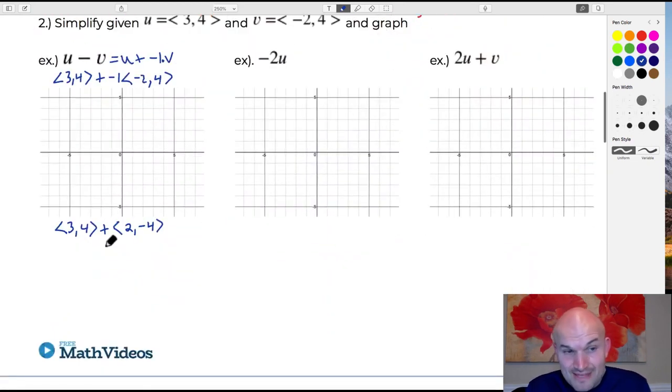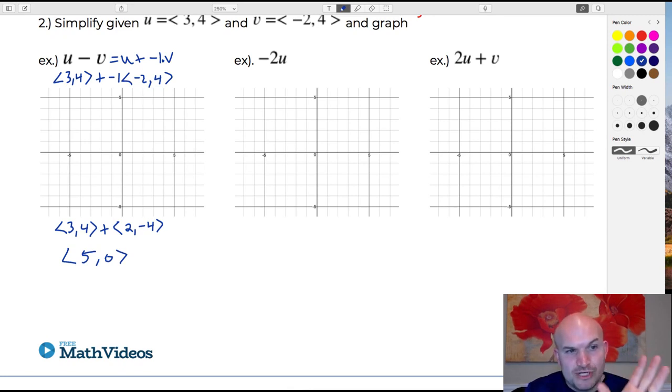All right, so when you have to add vectors, you just add the first components, the x components, and then add the second components. Again, adding is really adding or subtracting depending on if they're positive or negative. So this gives me 5 comma 0. Let's take a look at this, and what we're going to do is use the tail to head method.